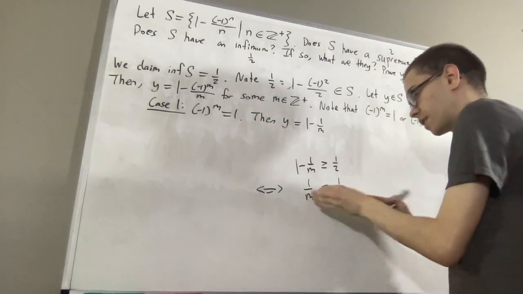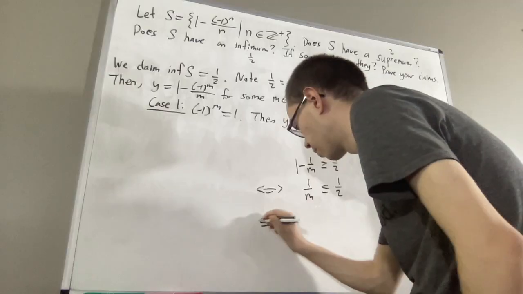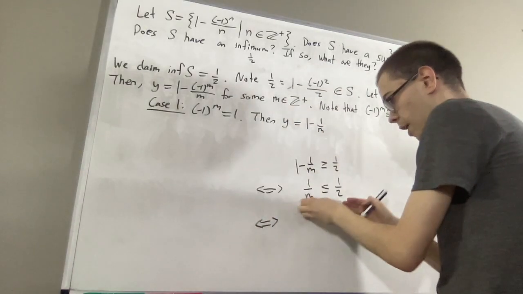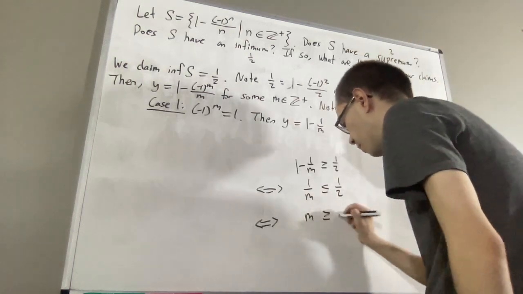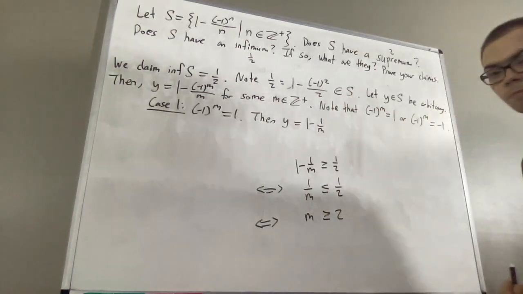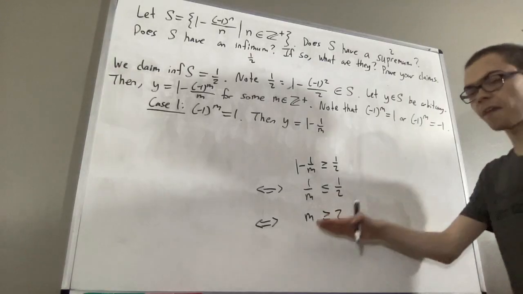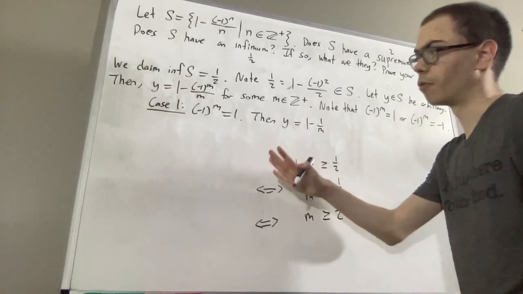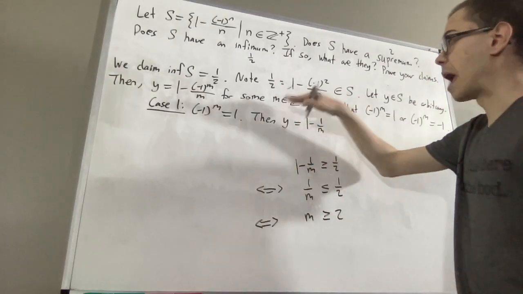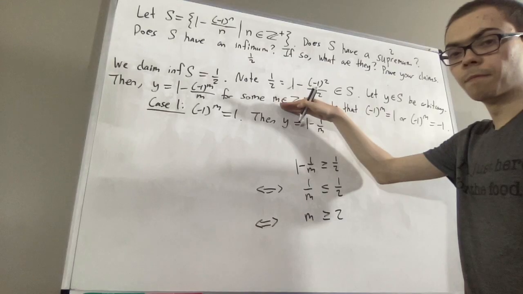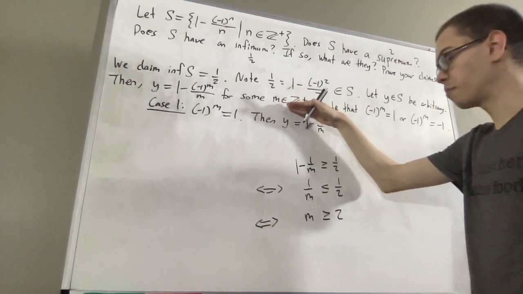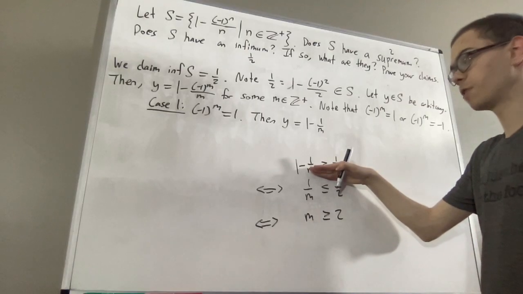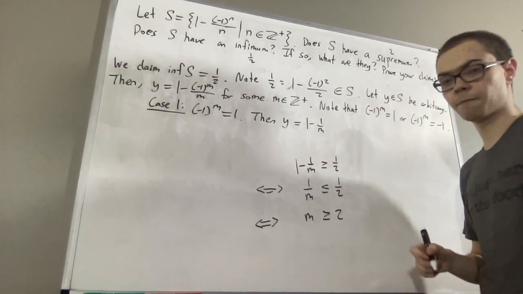But since we're dealing with a positive number n and a positive number 2, if we take the reciprocal of these two, this happens exactly when n is greater than or equal to 2. So all we have to do here is show that n is not equal to 1, right? Since n is a positive integer, n is greater than or equal to 1. So if we show n is not equal to 1, that implies n is greater than or equal to 2, which implies this quantity is greater than or equal to 1/2, which implies y is greater than or equal to 1/2, which is what we want.